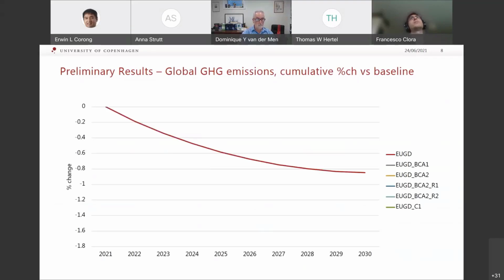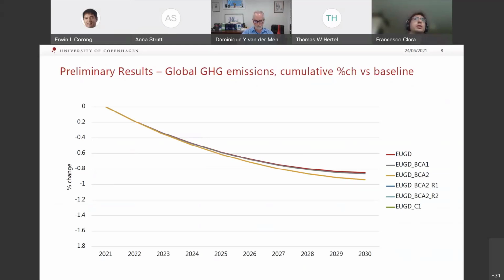So in our simulation, the EU Green Deal scenario reduces emissions by approximately 0.9% compared to the baseline. And the economy-wide carbon leakage is quite high, at 45%. The implementation of various BCAs reduces the emissions further at the global level, but not so significantly.